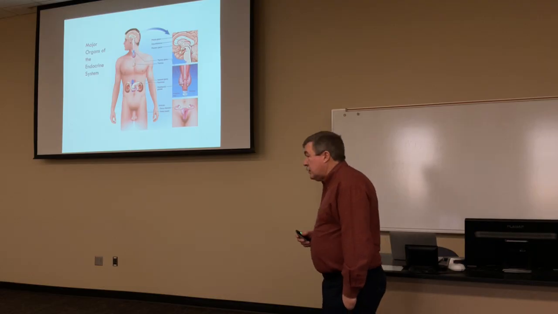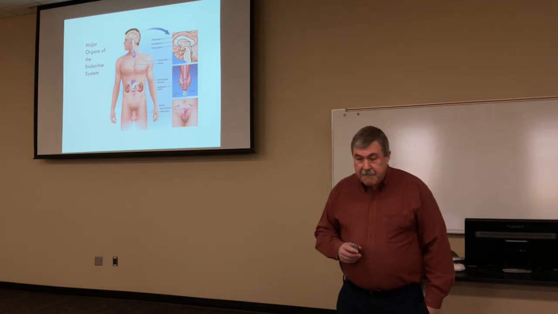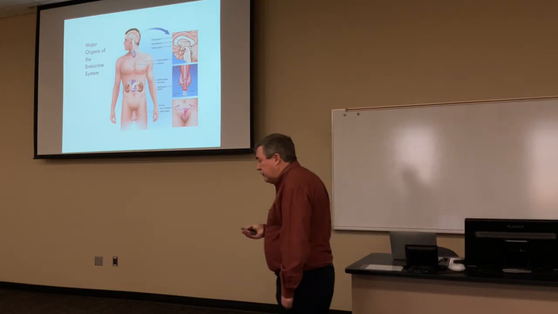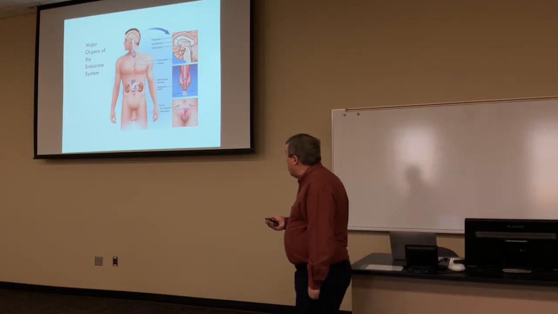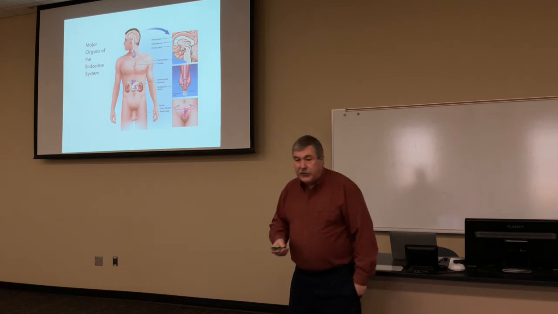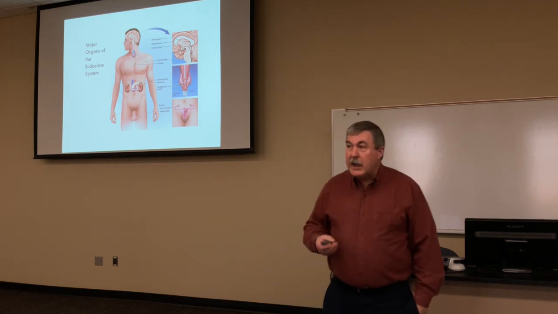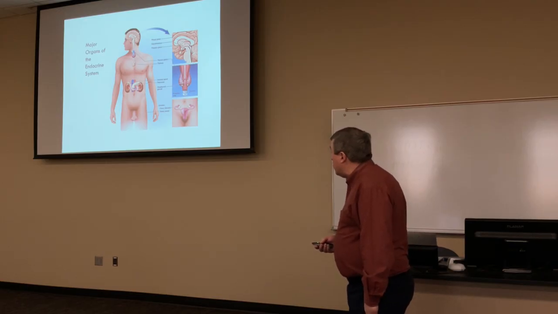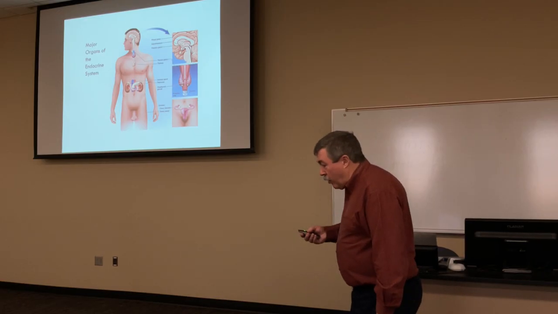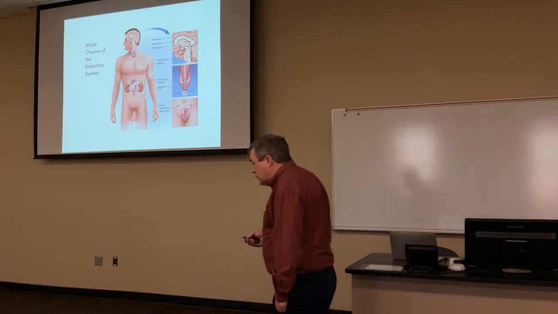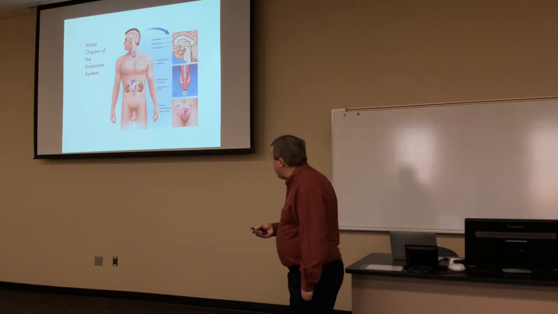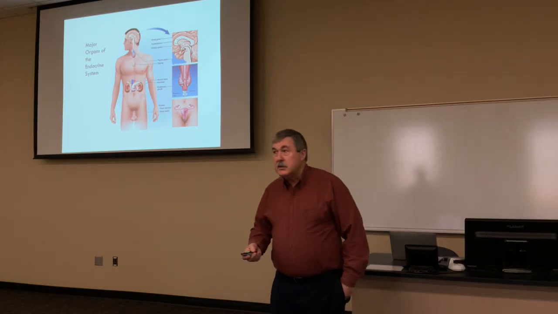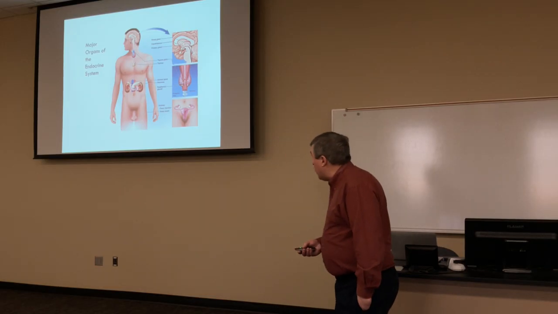Both of those organs produce the gametes or sex cells that are involved in reproduction. But the testes and the ovaries also secrete hormones, so they're also endocrine glands. The primary hormones released by the ovaries are estrogens and progesterone. And in the male, the primary hormone is testosterone, the male hormone.